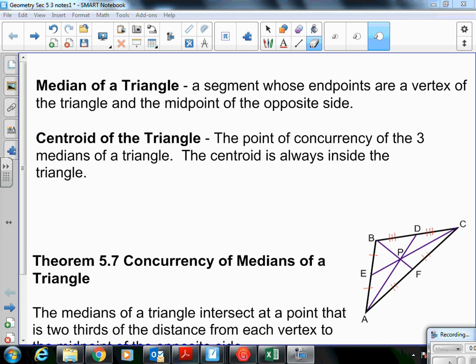So a median of a triangle is going to be a segment whose endpoints are a vertex of the triangle and the midpoint of the opposite side. So it's going to start at a vertex and go to the midpoint of the side directly opposite it in the triangle. The centroid of the triangle is the point of concurrency of the three medians of the triangle, and the centroid will always be inside the triangle.